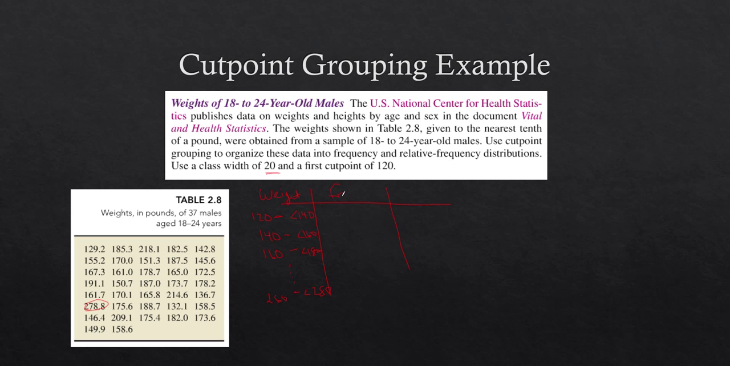So look at your frequency. So how many are in each class? Well, 120 to 140, there are 3. 140 to less than 160, there are 9. 160 to less than 180, there are 14. And 260 to 280, there are 1. And of course, you've got all these in between here that you could do. 180 to less than 200, 200 to less than 220, 220 to less than 240, 240 to less than 260. Okay, so you've got to fill in all those. Of course, relative frequency.